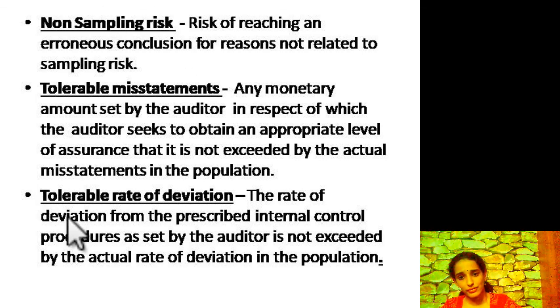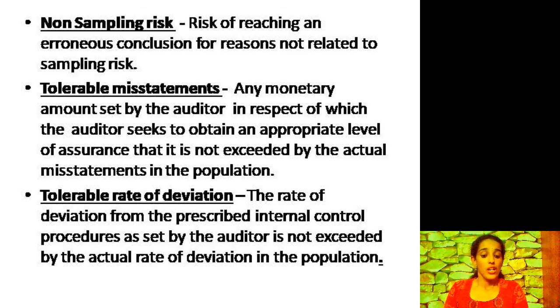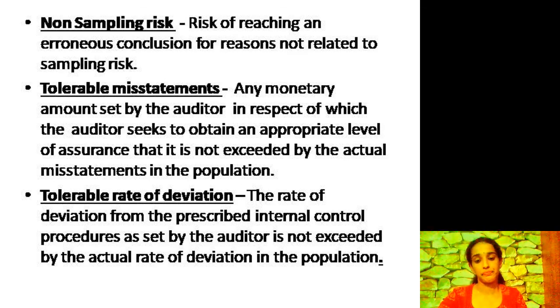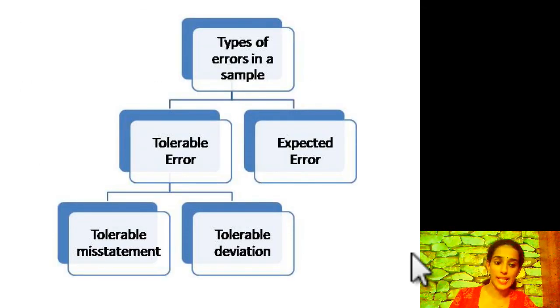Now, after these two terms are described, there are a few types of errors associated with sampling. Basically, the different types of errors associated with sampling are tolerable error and expected error. So two types of errors: one is tolerable and one is expected. What is tolerable error? What is expected error? Tolerable error I can further divide into two: tolerable misstatement and tolerable deviation.